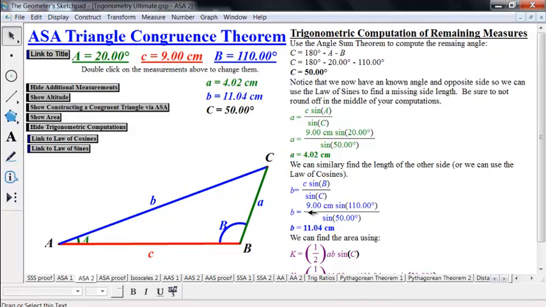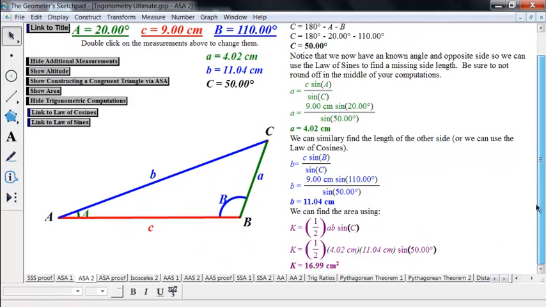Multiply a and b, not reduced versions, but all the digits you have in your calculator, and then times 1/2 and times the sine of angle C, and you should get hopefully 16.99 square centimeters. So there we go.